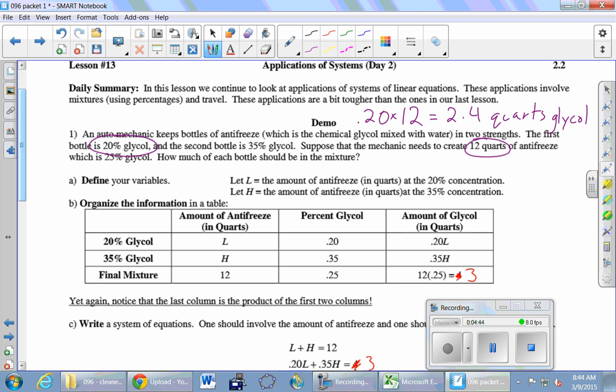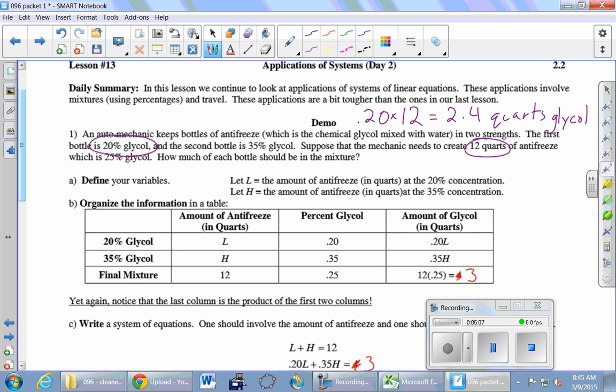And then in all of the tables last time, what did we do to the first 2 columns to get the last column? We multiplied. All right, let's see if multiplying feels reasonable in this problem. What we're after is how much glycol we have in quarts. What's the difference between amount of antifreeze and amount of glycol?